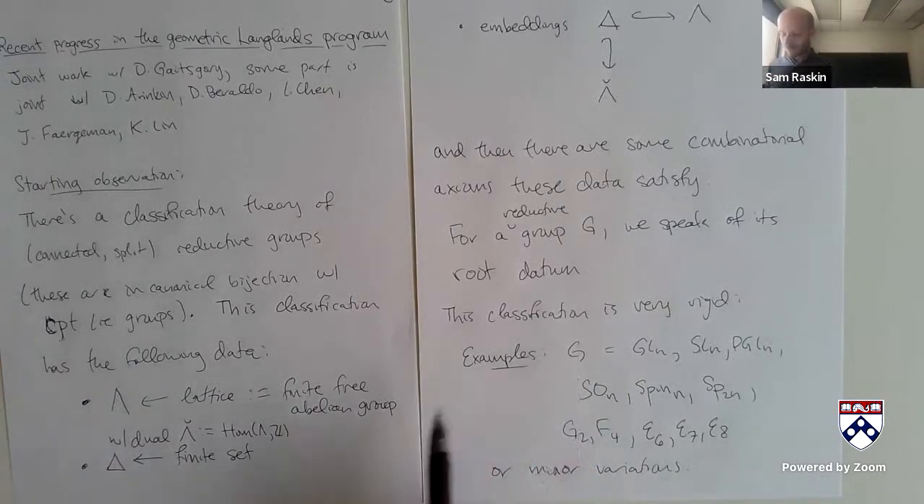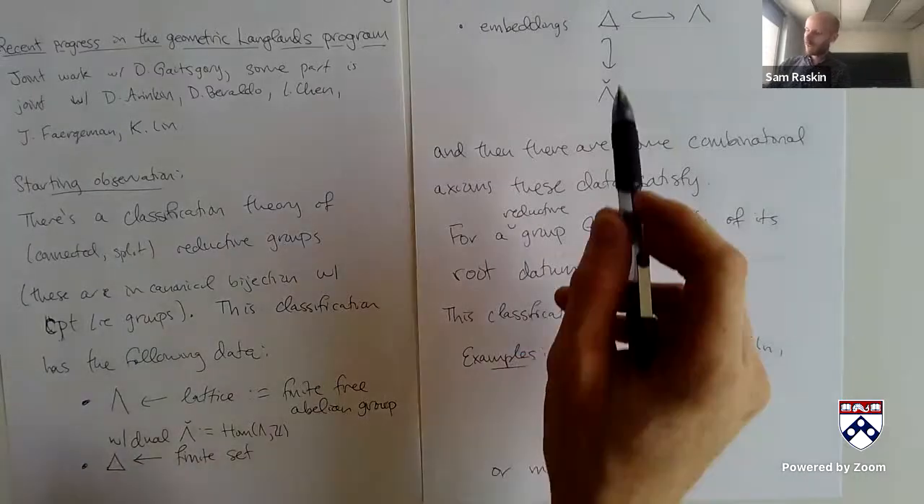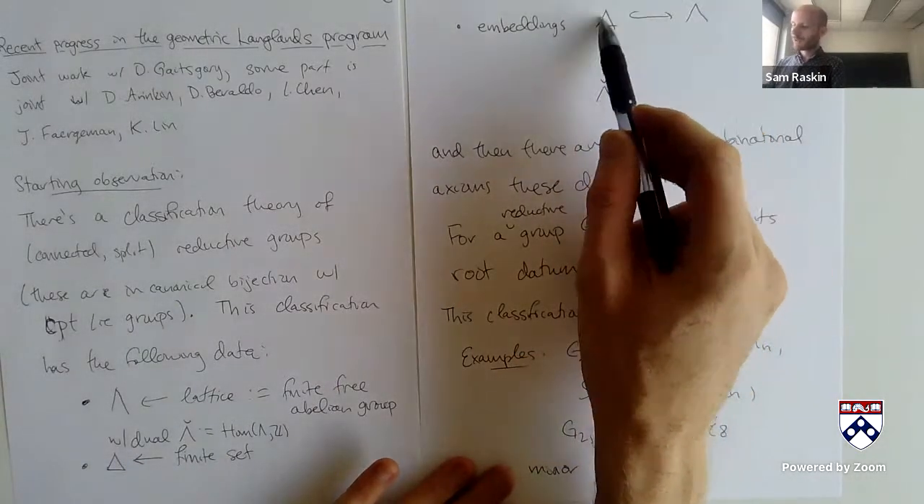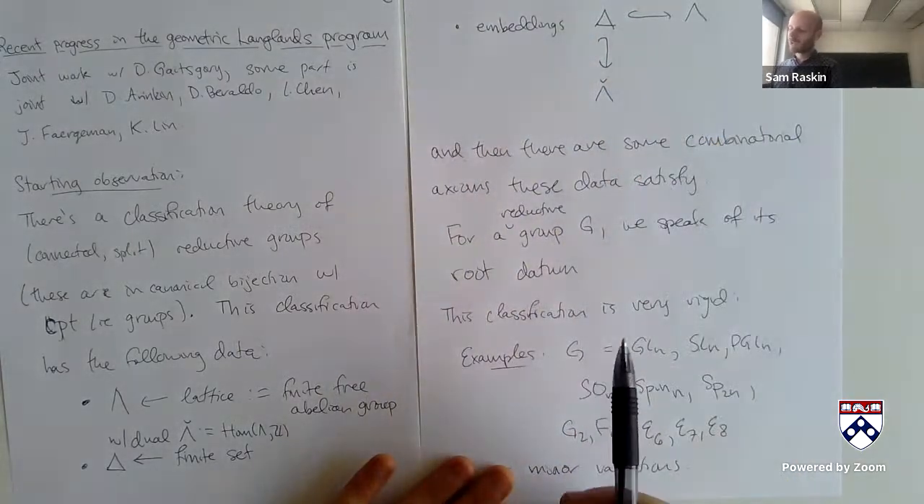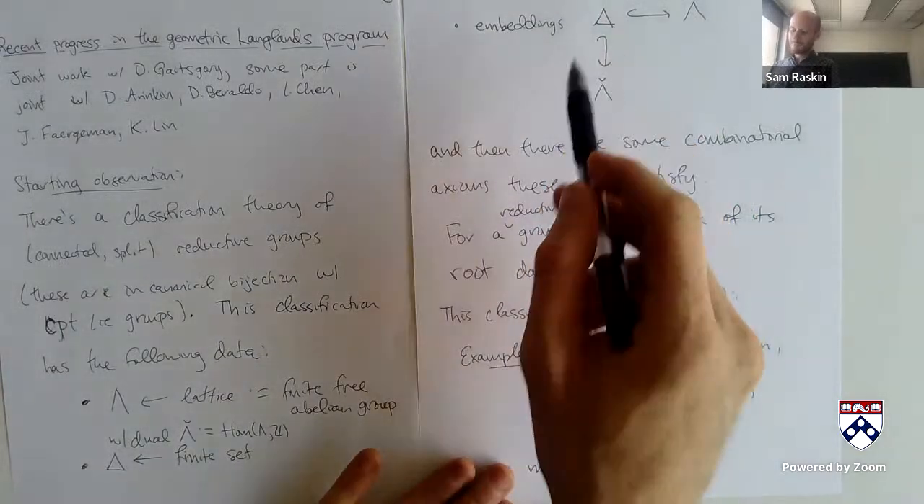And this passage from the group to its classification data is not super complicated. This lattice is going to be the characters of a maximal torus in G. For this embedding, it'll be the non-zero characters that appear in the adjoint representation. This embedding involves certain SL2s mapping into the group.